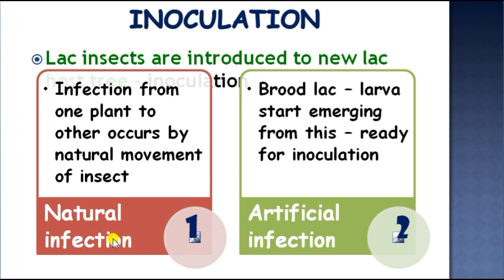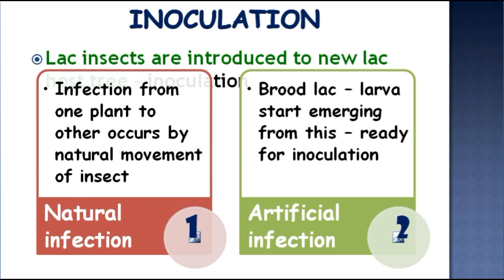Natural infection is where the infection from one plant to other plants occurs by the natural movement of insects, which means we are not going to do any intervention in this process. We are just going to introduce them in the plant. They will be moving from one place to another naturally. And the second one is the artificial infection, where we will be shifting the brood lac from one plant to another plant in a scientific manner.